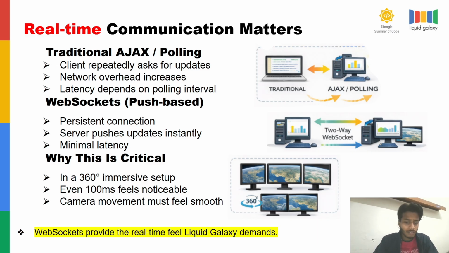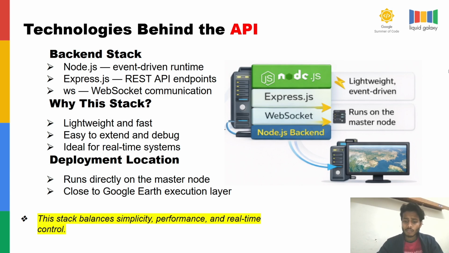Now that we understand why real-time communication matters so much, the next step is to look at the technology stack that makes all of this work together smoothly. So now that we have talked about why real-time communication matters, the next question is how is this actually built? This slide shows the technology behind the Liquid Galaxy API, and I want to explain it in a very simple way.